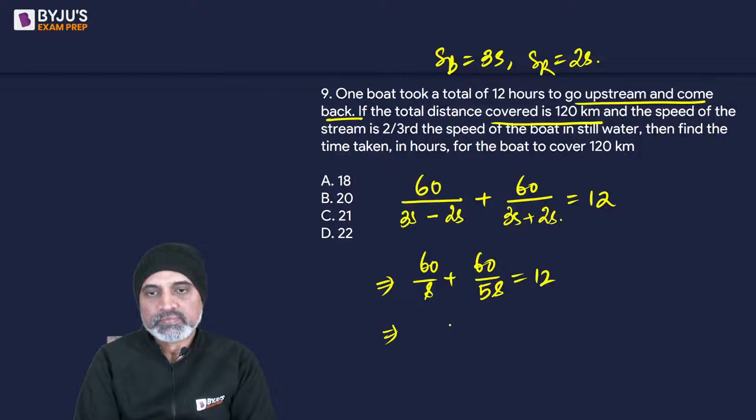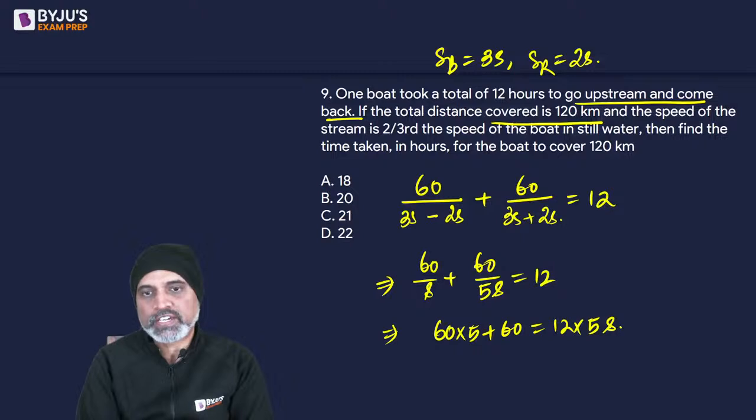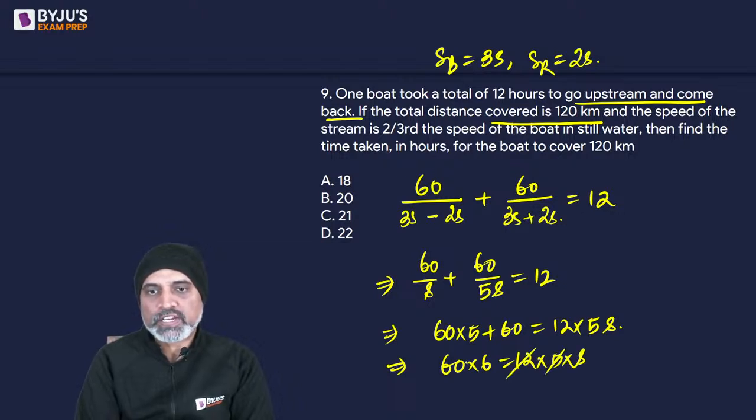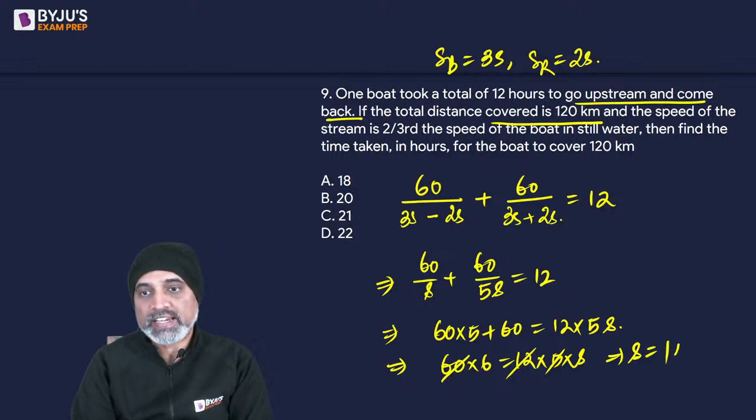Or we can take the LCM. So we will get 60 into 5 plus 60 is equal to, let's cross multiply, 12 into 5s. So this gives us 60 into 6 is equal to 12 into 5 into s. So 12 into 5 is 60. So we'll get s as 6. Sorry, the speed of the boat is 3 into 6, so this is going to be 18.